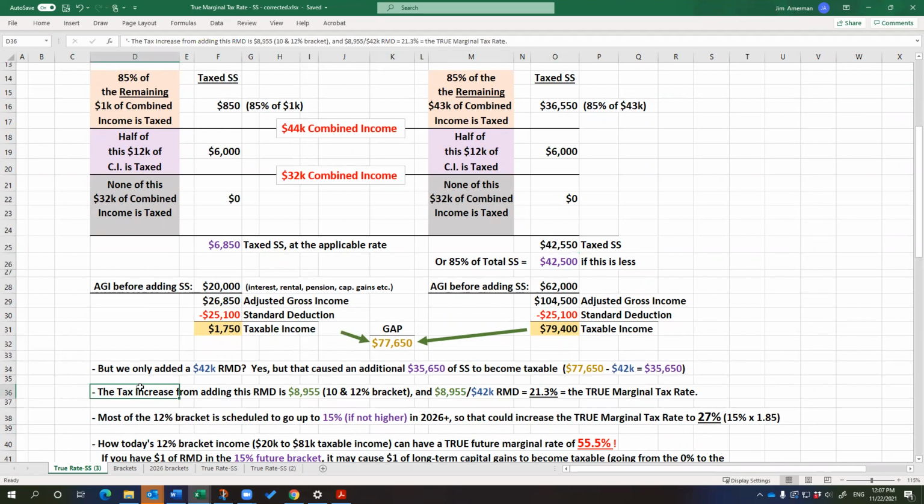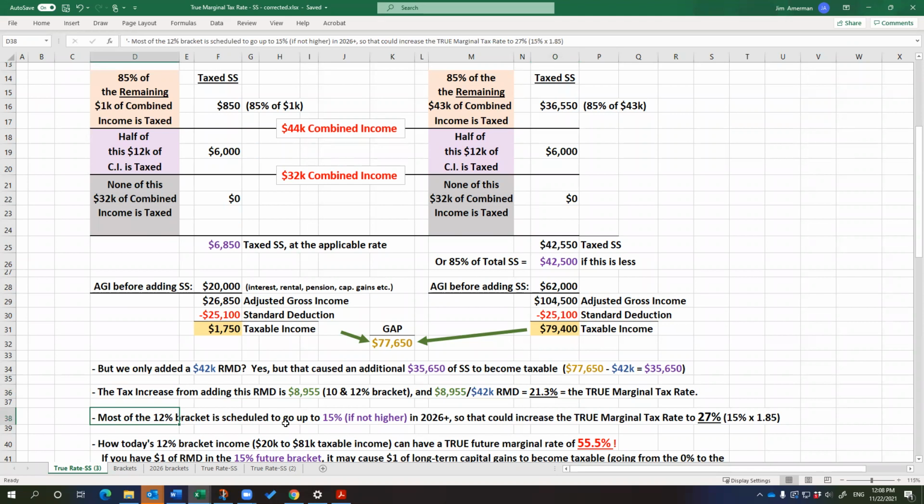If we look at the actual tax increase, it's in the 10% and the 12% bracket, and it's about $9,000 of additional tax. If we divide that by the 42,000 required minimum distribution, which was the income increase, it's a 21.3% tax rate. So that's the true marginal tax rate. One would have expected to only be taxed at 10% and 12%, but instead it's almost twice that in this case.